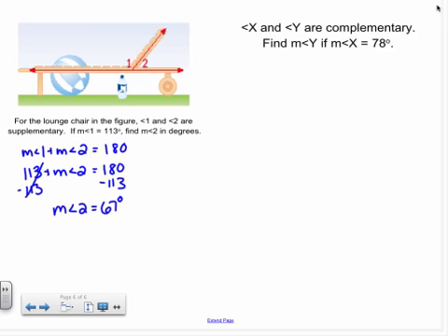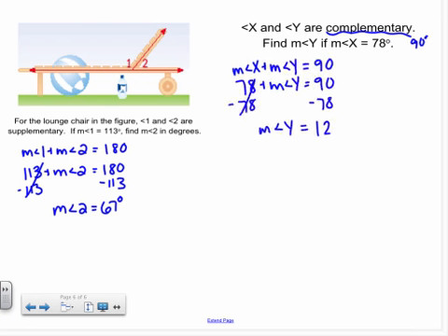For our last problem of the lesson, we're given two complementary angles, which means they have a sum of 90 degrees. One angle measures 78 degrees, so the other must be 90 minus 78, or 12.